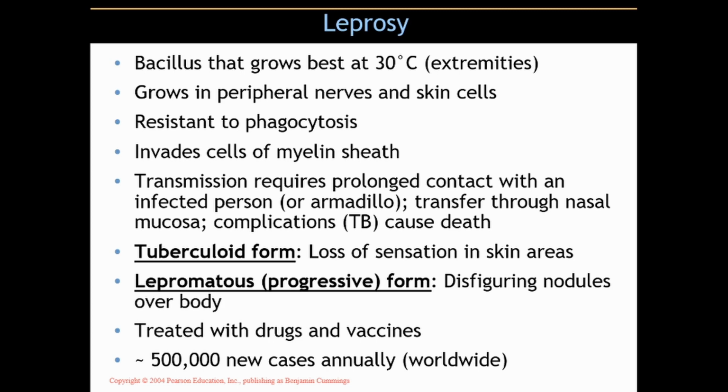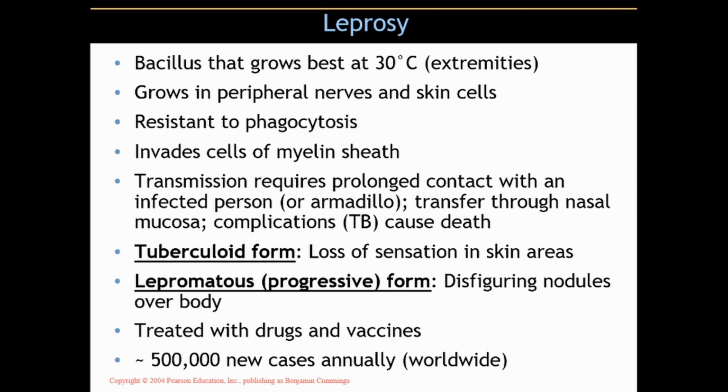Tuberculosis is rampant. There are currently about 2 billion people that have active tuberculosis infections around the world. And so you can see how where there is a lot of TB, there's going to be increased incidences of leprosy as well. The tuberculoid form, there are two forms, I should say, tuberculoid and lepromatous. Tuberculoid form causes the loss of sensation in the skin areas, and it looks like a tuber, and that's why it's called tuberculoid.